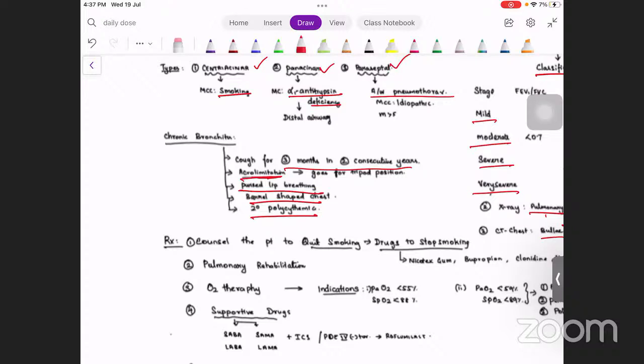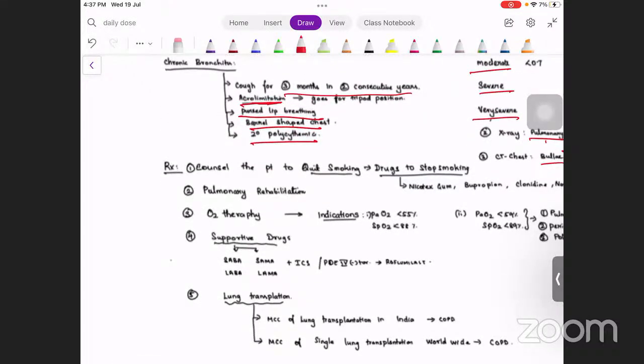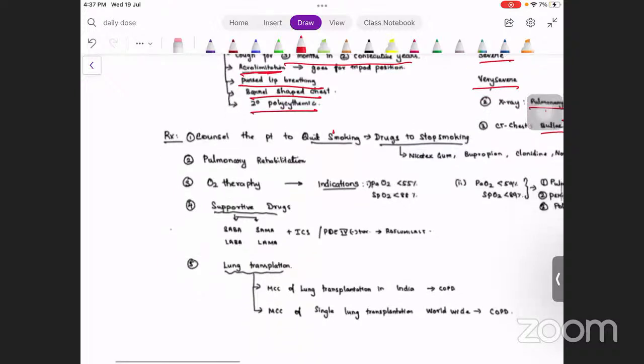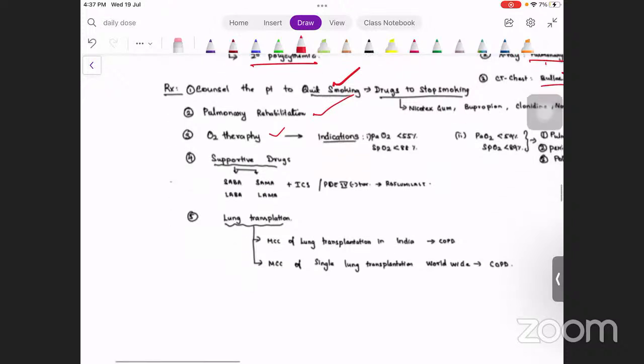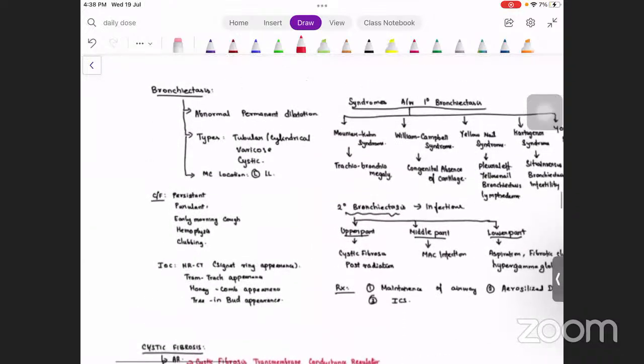So treatment of choice: counsel the patient to quit smoking first, and you can initiate drugs to stop smoking. So first, quitting smoking, pulmonary rehabilitation, and O2 therapy. As supportive drugs, we can give bronchodilators and corticosteroids, and if not, a phosphodiesterase 4 inhibitor. In severe cases, we can do lung transplantation.